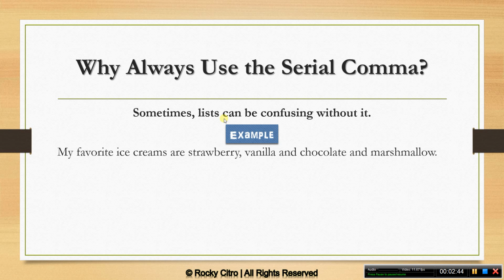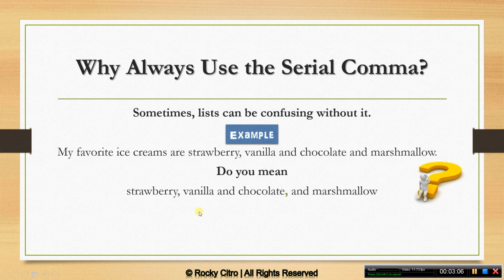Alright, so an example sentence: my favorite ice creams are strawberry, vanilla, and chocolate and marshmallow. And if you find yourself scratching your head a little bit when I was reading that last part of the sentence, which I know I read very quickly and in an even tone, the point is that you can't really tell where the final division of ideas comes. So the commas here are chunking the ideas for the readers, and we don't really know if we mean strawberry, vanilla, and chocolate and marshmallow, or if we mean strawberry, vanilla, and chocolate and marshmallow.